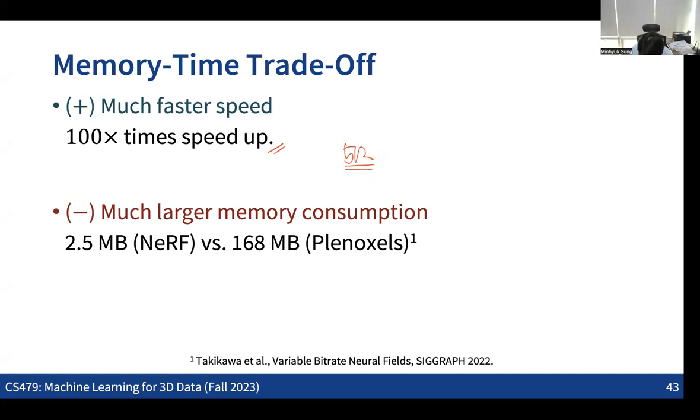So this is one example. This is not all the cases, but for this specific example, NeRF used only 2.5 megabytes, while Plenoxels uses more than 150 megabytes. So it is taking lots of memory.